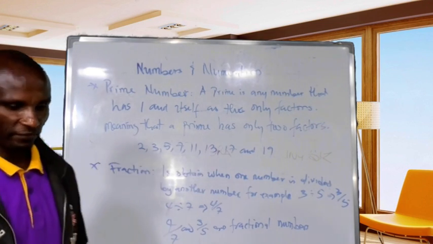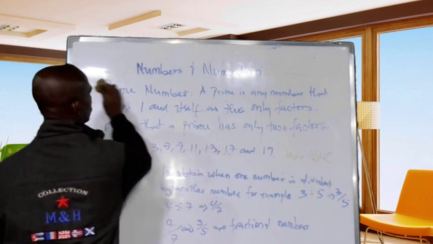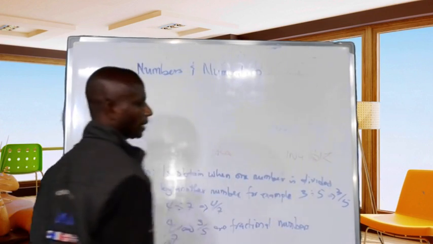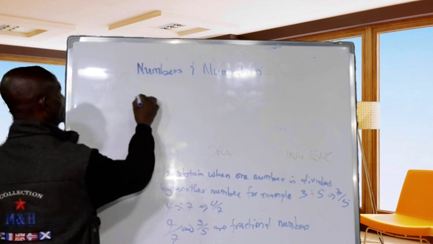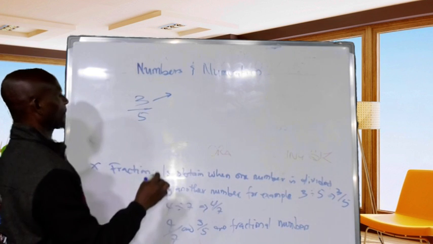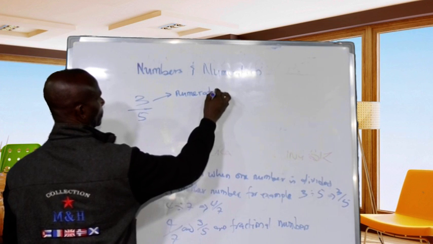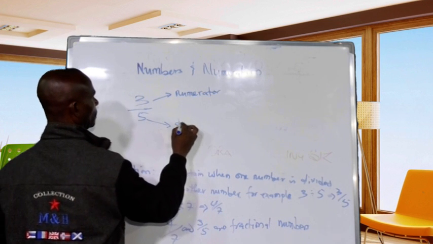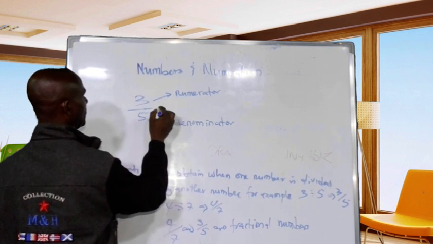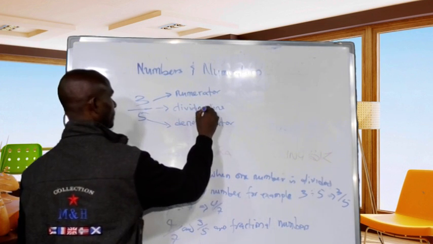A fraction has a denominator and a numerator. Now, if we have 3 over 5, the number on the topmost part is called the numerator, and the one below is called the denominator. This line here is called the dividing line.